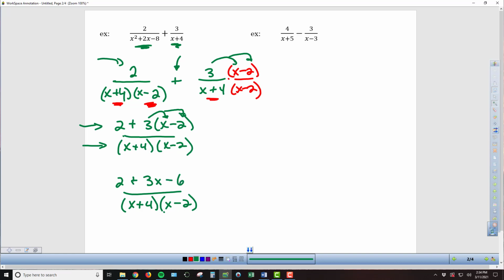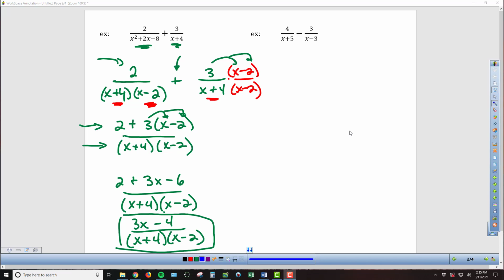And so then our last step is to just gather the like terms that we see in the numerator. Again, denominator is just going to stay as is, so x plus 4 times x minus 2, but then in the numerator, I've got the 3x, and then I've got the 2 minus 6, so that gives me a minus 4, and so this is my simplified answer.